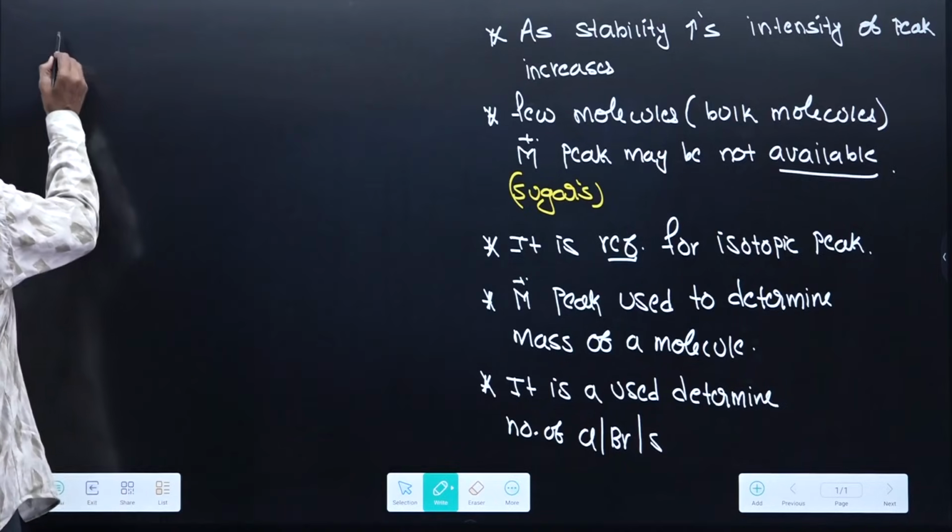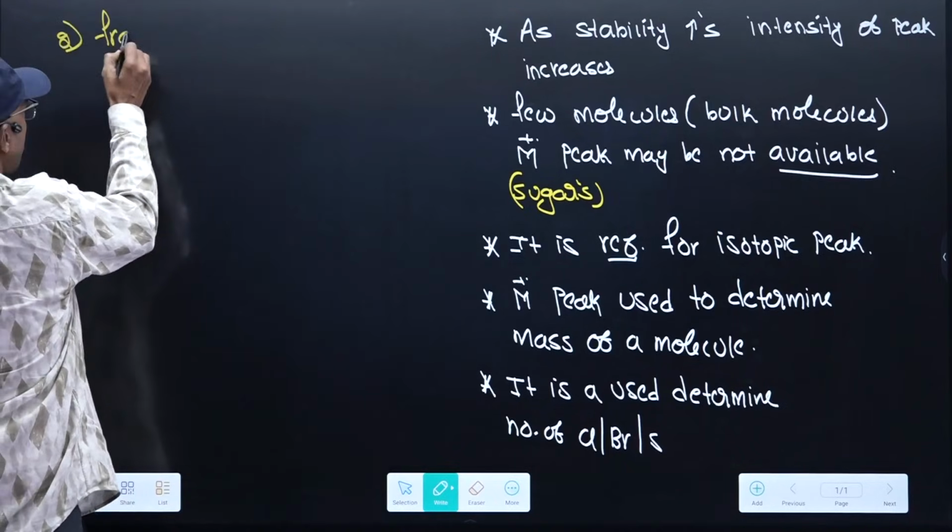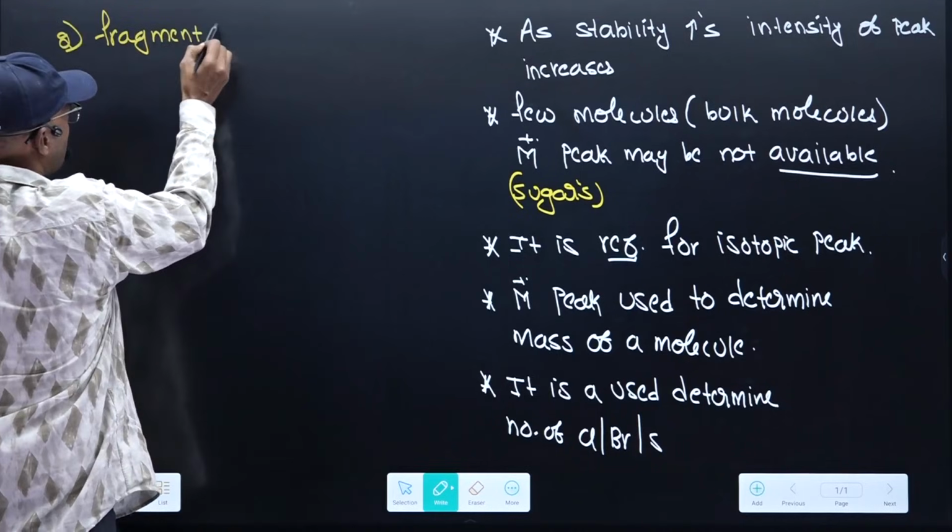Okay. Next. Second one: fragment ion peak.